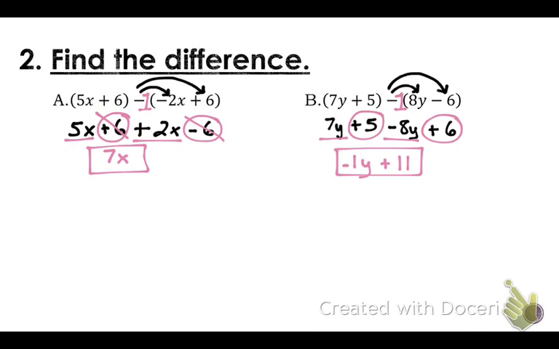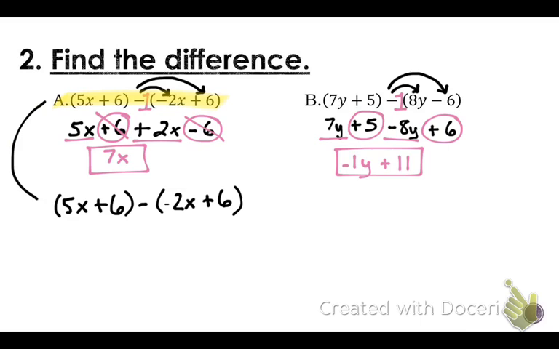Now I want to teach you a little bit of a shortcut. This, to me, is an easier way to do a problem like that. This kind of problem becomes difficult because I have that negative in front of my parentheses. So let me teach you a trick. Take this original problem and rewrite it down here, so I can show you another way. The original problem said 5x plus 6 minus -2x plus 6. Once again, you're just rewriting it down here.